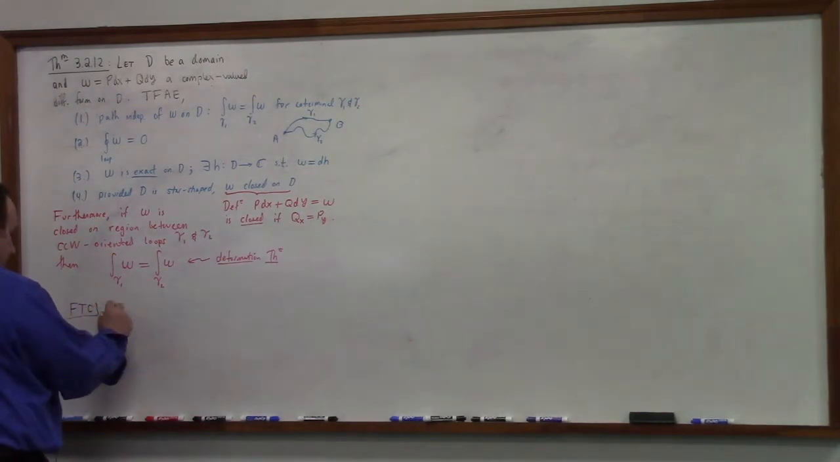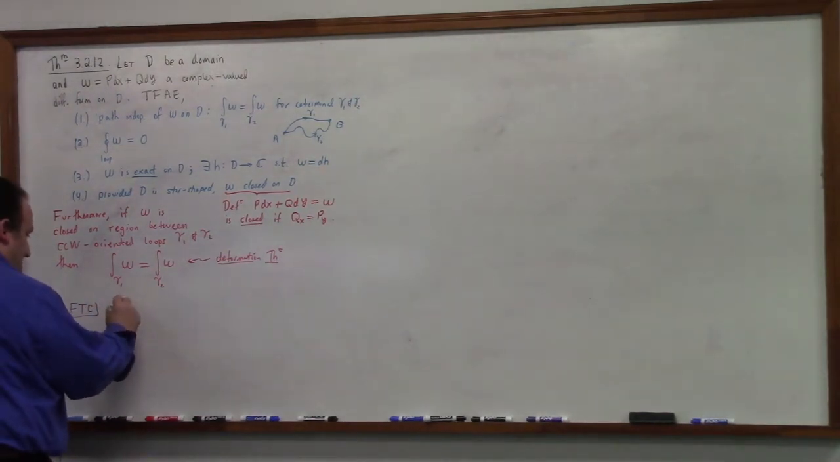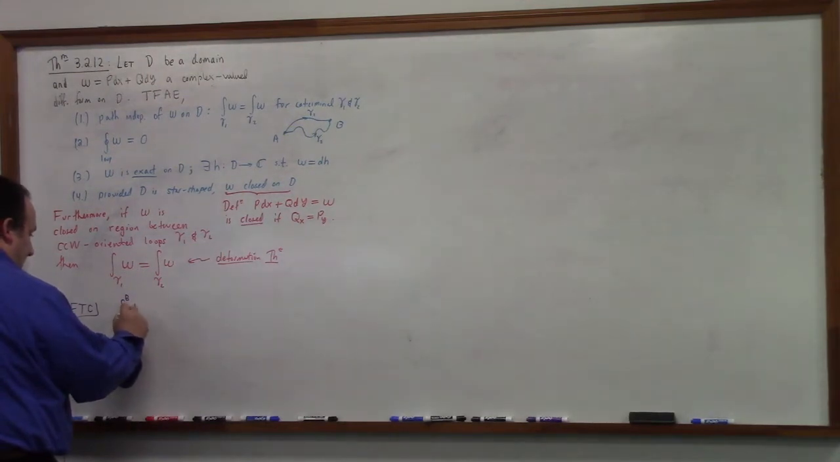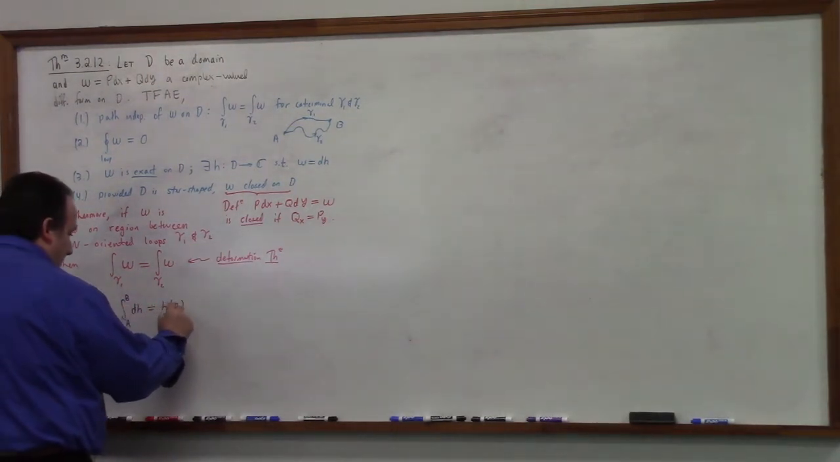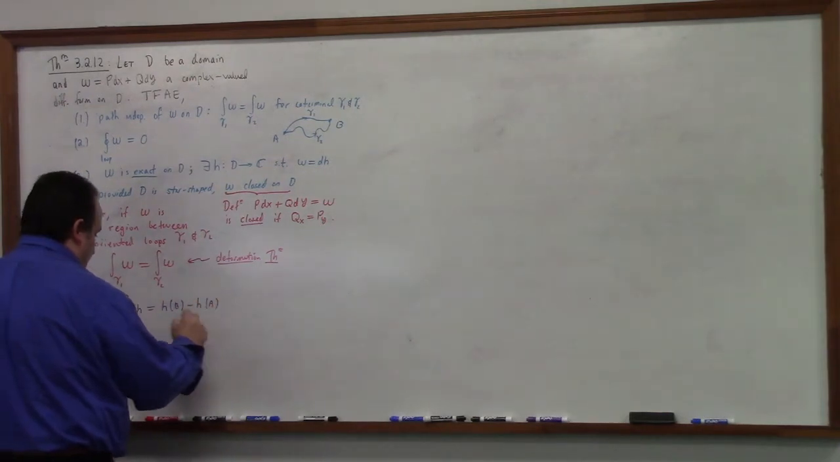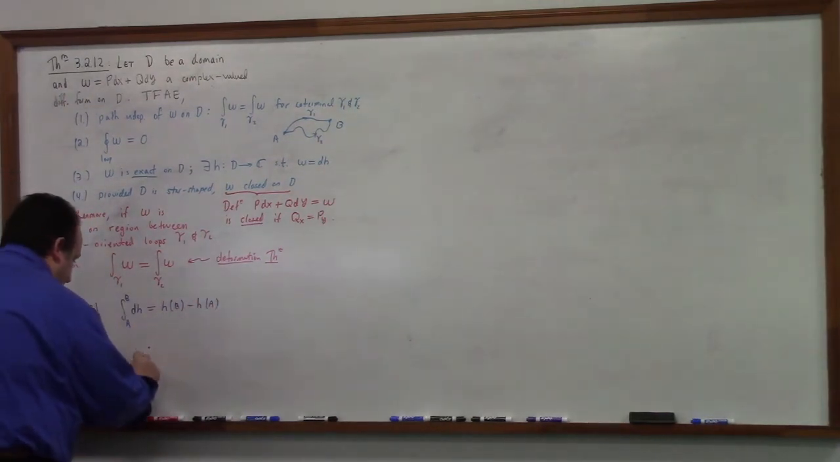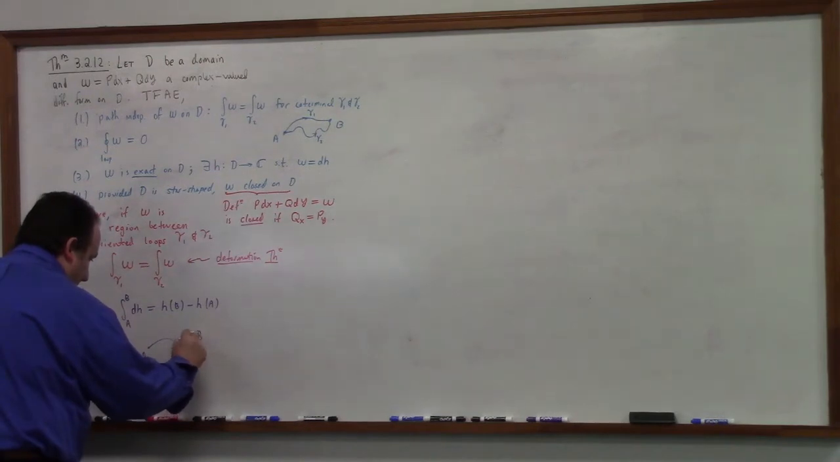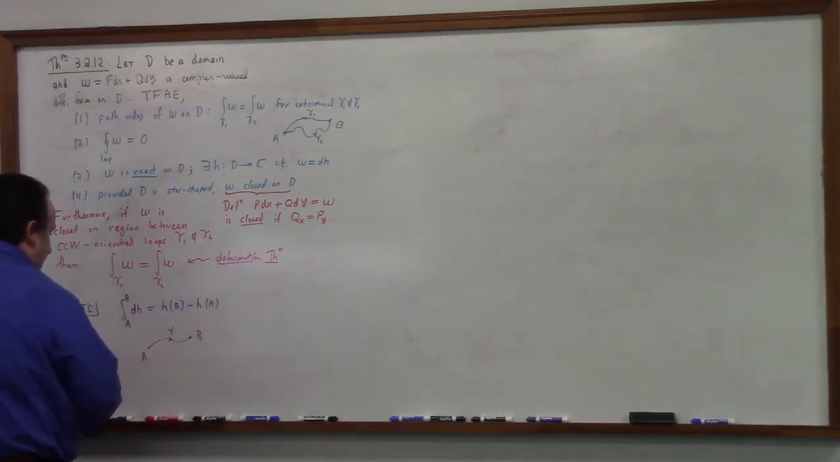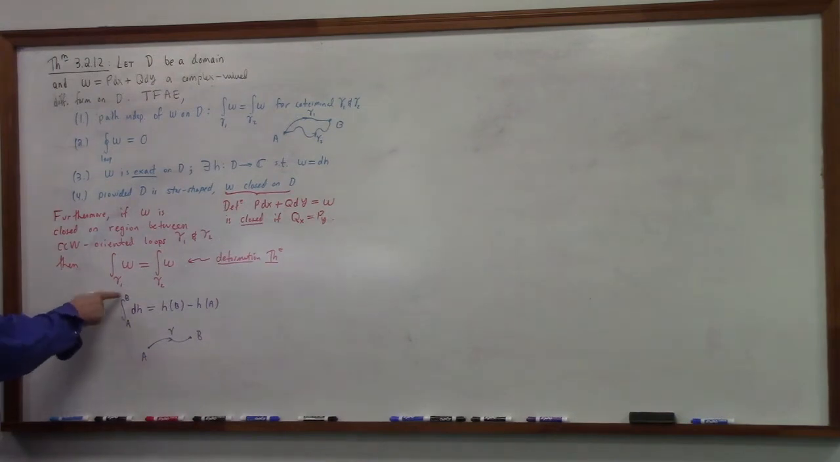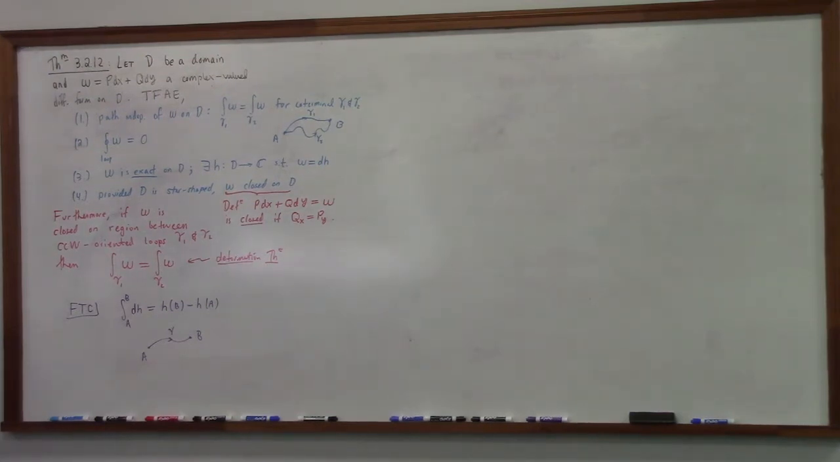The FTC: the integral from A to B of dH is h of B minus h of A, and here this is any path that goes from A to B. So we can use this notation, integral from A to B, provided it doesn't matter which path you use. Path independence gives us the ability to express integrals in terms of their endpoints, if you wish.